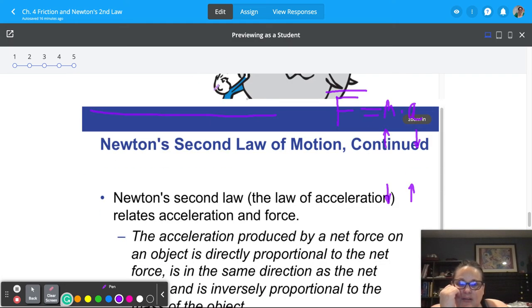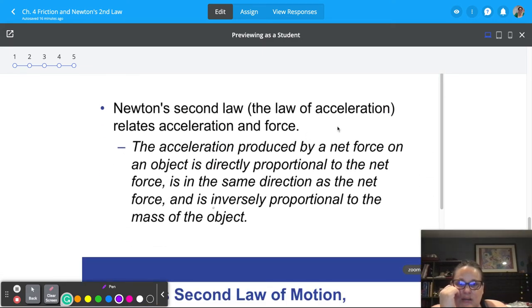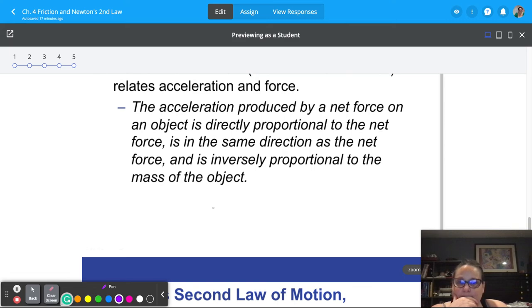So Newton's second law essentially wraps all of those things up together. It includes force, mass, and acceleration. We see that acceleration is produced when there's a net force on an object, which is directly proportional. So more force means more acceleration, and it is inversely proportional to the mass. So if the mass increases, the acceleration decreases. Those are opposites.